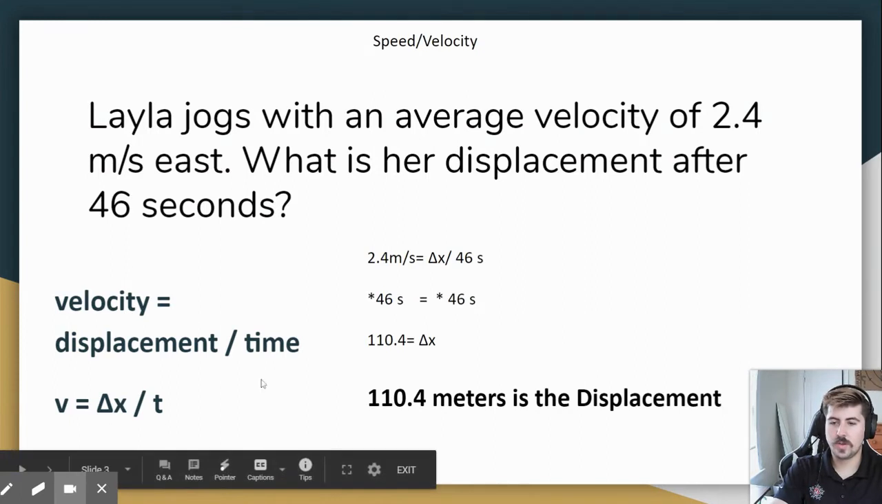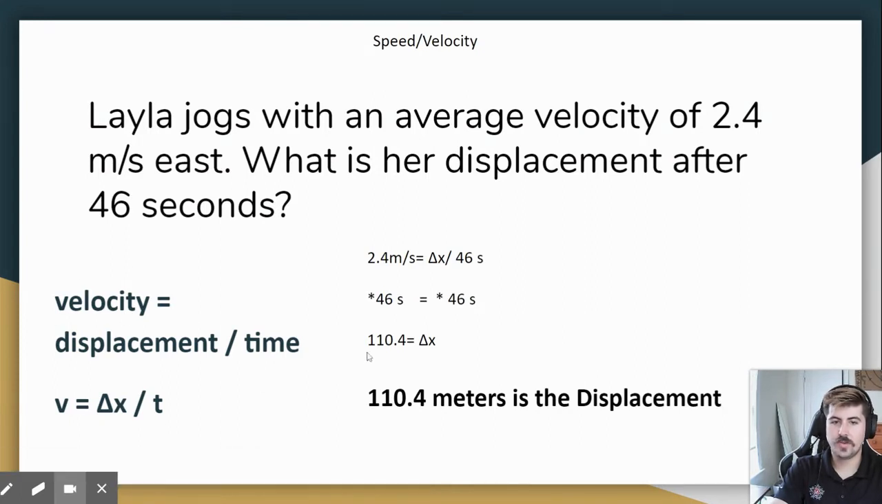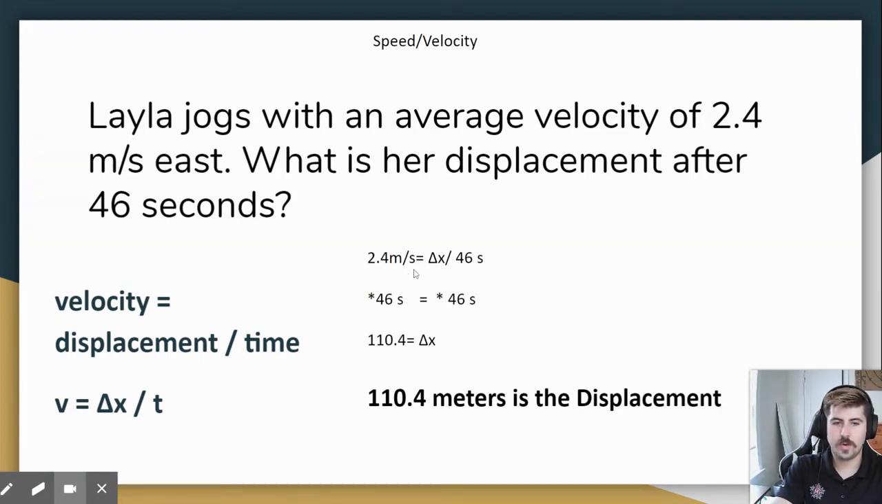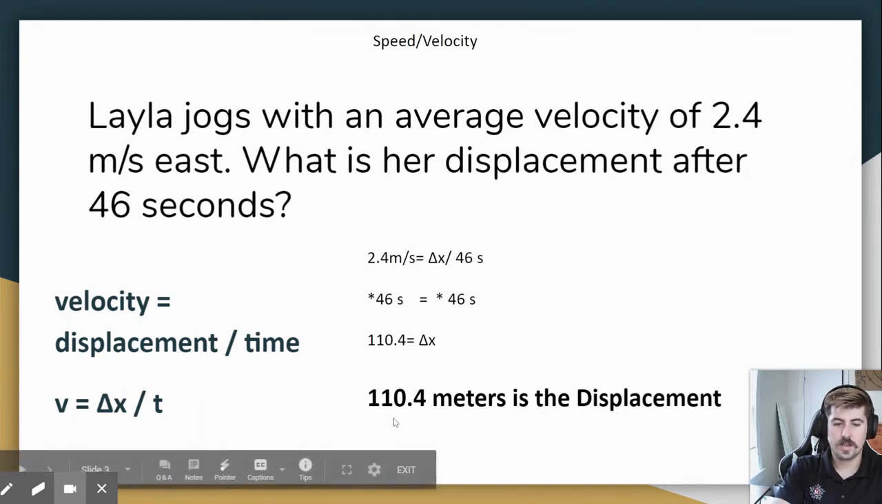So what we'll do is we'll use the equation velocity equals displacement over time, and we're just going to plug it in. So the velocity is 2.4 meters per second, we got it from right there in the question, is equal to the displacement, which we don't know, divided by 4.6 seconds. Okay, so we'll plug that in, then we'll do some quick algebra. In order to get displacement by itself, we're going to multiply 4.6 seconds by both sides. That's going to cancel out on this side, and then 4.6 times 2.4 is going to give us an answer of 110.4 meters is the displacement.